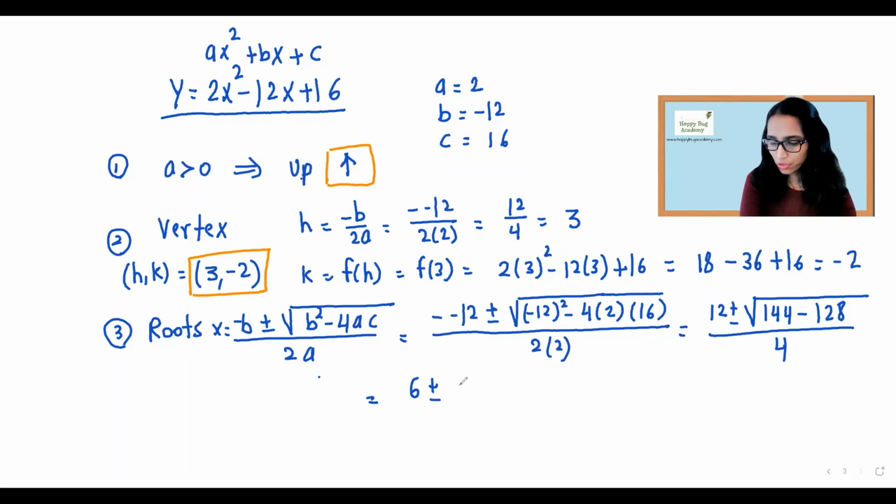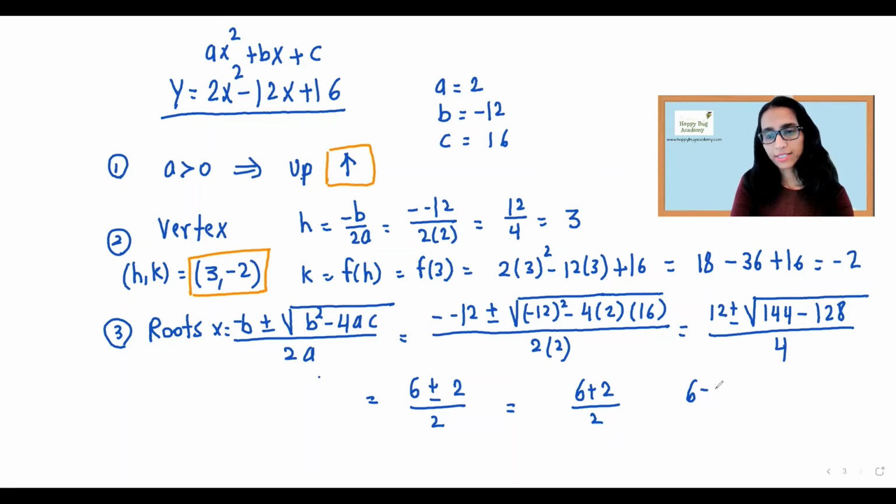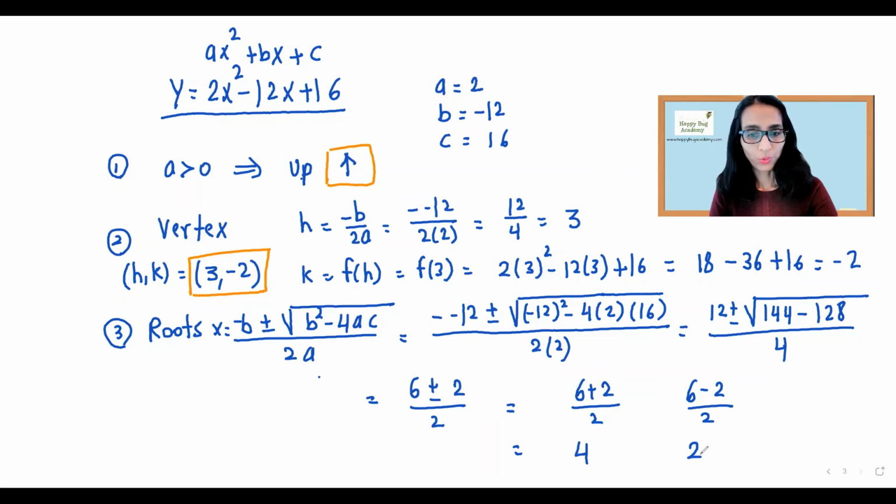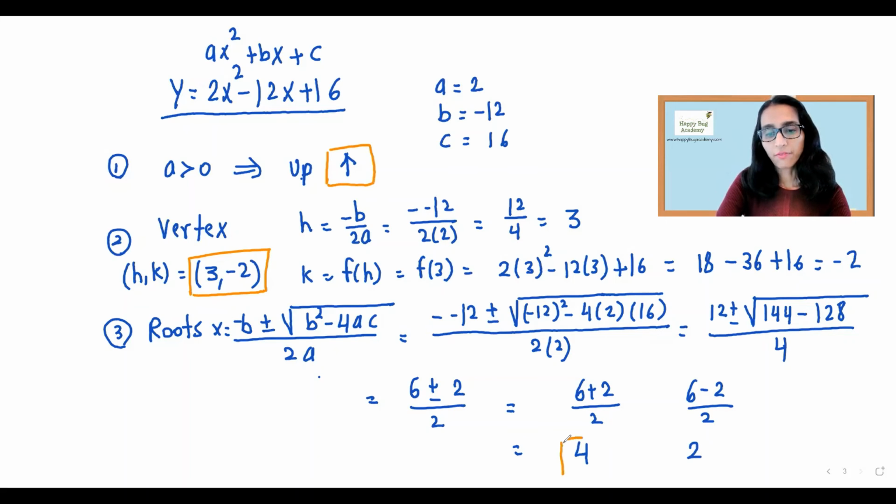6 plus or minus 2 over 2, which gives us one of the roots is 6 plus 2 over 2, which is 8 over 2, which is 4, and the second one is 6 minus 2 over 2, which is 4 over 2, which is 2. And there you have it. We have the roots of this equation that are 4 and 2.